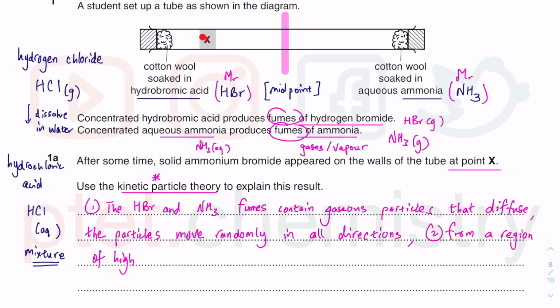On the other hand, this side has a lot of HBr fumes, and they will go from a region of high concentration of HBr spreading to the region of low concentration for HBr. So from a region of high concentration to a region of low concentration.